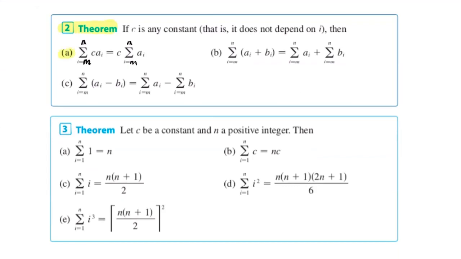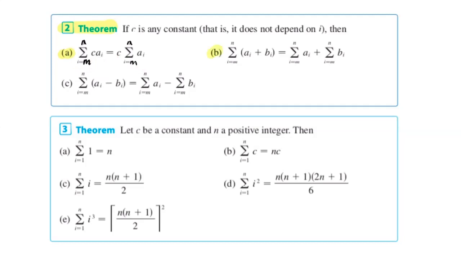The first one just says that if you have a constant factor in every term that you're adding together, you can pull that constant out. It's the distributive law. If you have a c in every term, you can multiply c after you've added together. So that's just the distributive law.